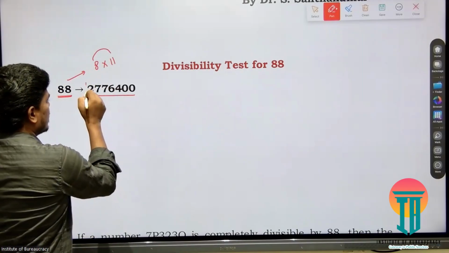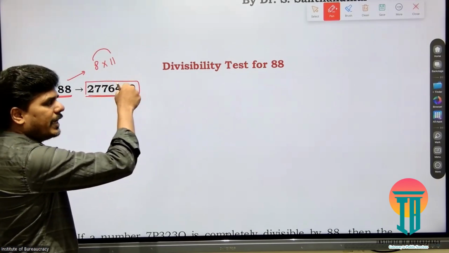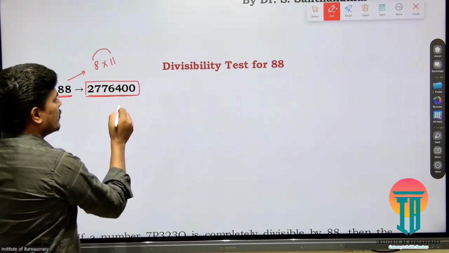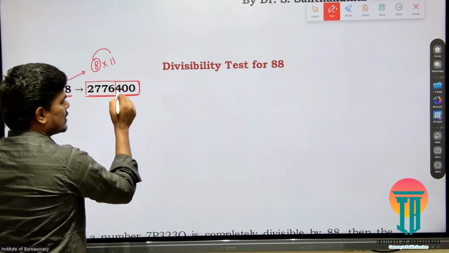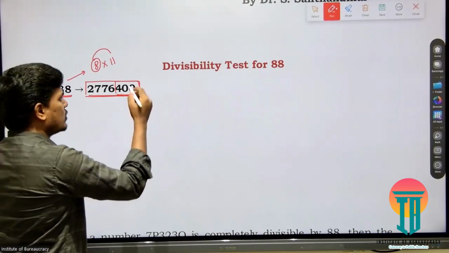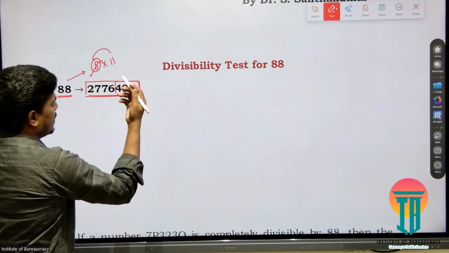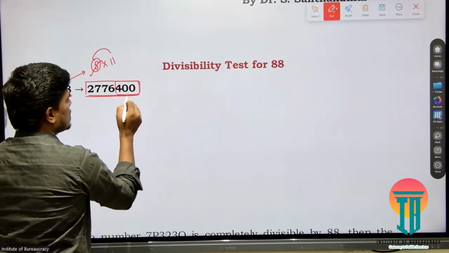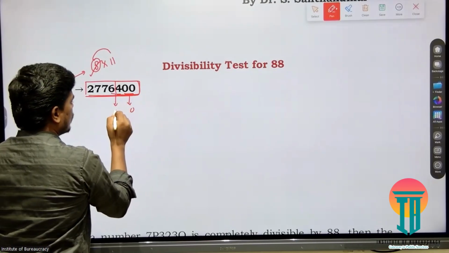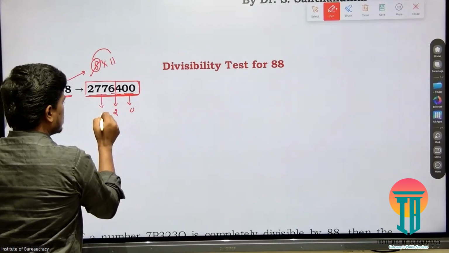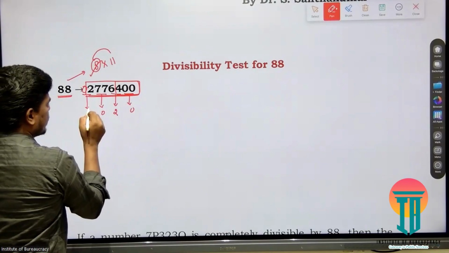Now, in order to check whether this number is divisible by 88, I need to check whether this number is divisible by 8 as well as 11. For the divisibility test for 8, you take the last three digits. The last three digits are 400, therefore it is divisible by 8. To check divisibility by 11, as I said in the previous videos, you just take the difference of pairs of digits. Here the difference is 0, here the difference is 2, here the difference is 0, and for these two there is no pair, therefore we take 0. Now the difference is going to be -2.